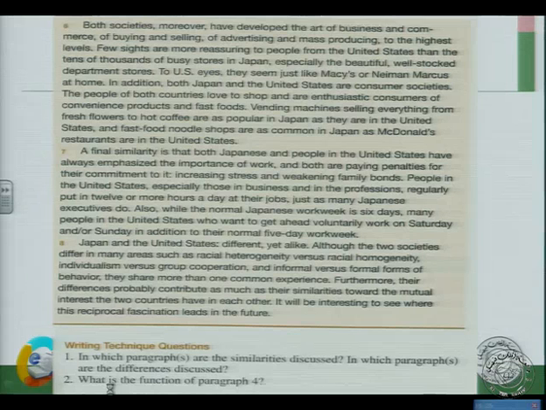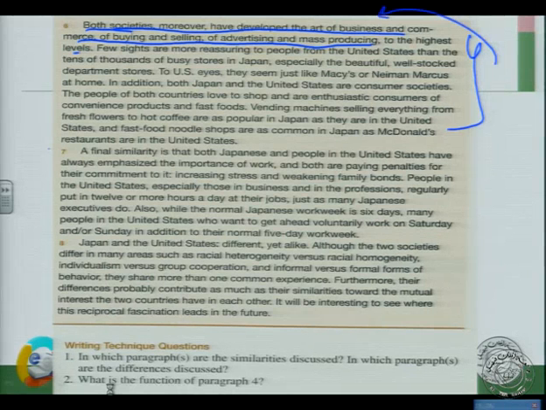Clear? Let's move to the second paragraph. Both societies, again, who is he talking about here? Japan and United States. Both societies have developed the art of business and commerce, of buying and selling. So this is another shared experience. Another shared experience. Okay? Finally, paragraph 7. Of course, the rest explains the topic sentence and gives examples. Okay, let us read the first line of paragraph 7.